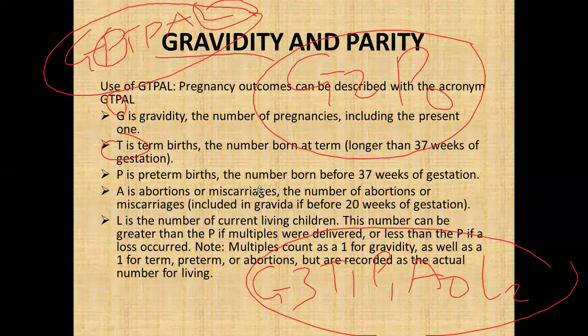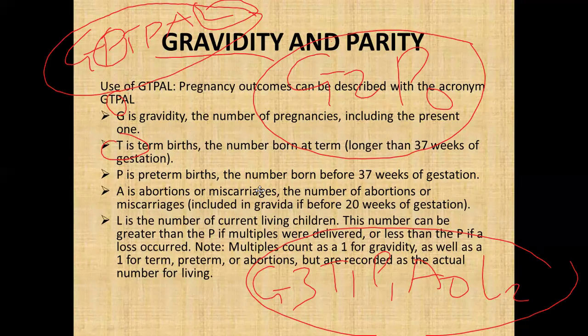Okay, so let's look at what I wrote on the screen. I wrote G3, T1, P1, A0, and then L2. So what is the meaning of this? It means this patient had three pregnancies, including the current one. Out of the three pregnancies, one was delivered after 37 weeks of gestation. That is why you have T1.